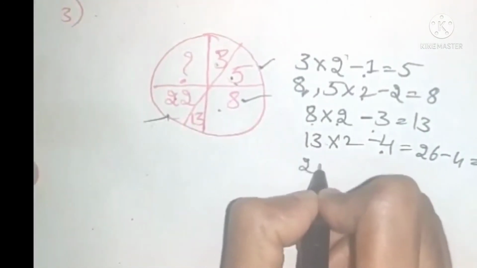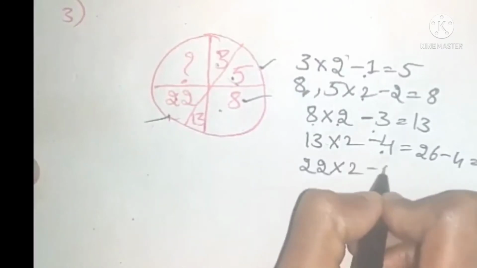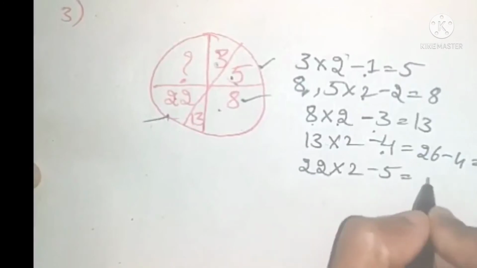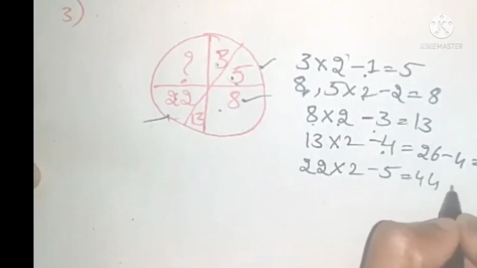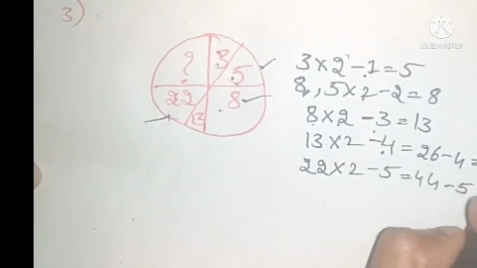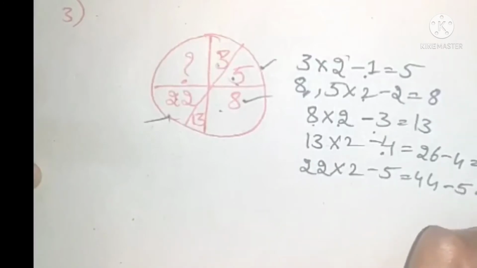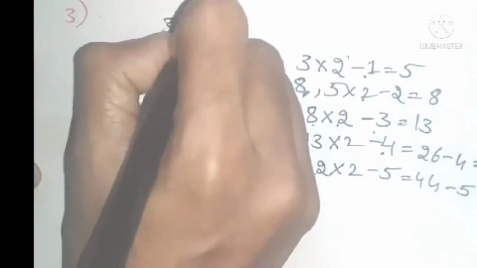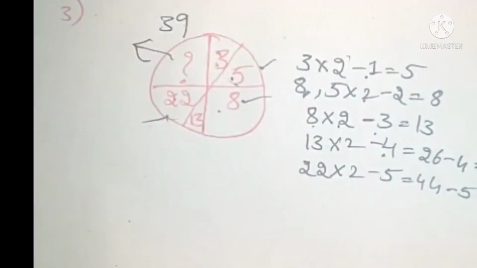Now what we have to do? 22 into 2 minus 5. So 22 into 2 will get 44. 44 minus 5, how much? 39. 39 is our answer. So the answer here is 39. Let's see our next question.